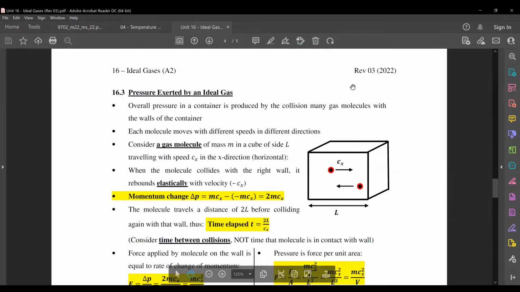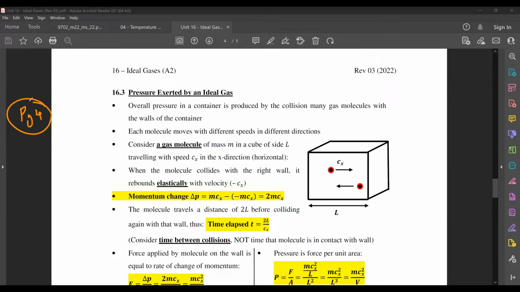Okay, pressure exerted by an ideal gas. Can you guys just look at page 4 for the time being? There's a derivation here that you will need to know. Pressure exerted by an ideal gas. Just now it was mentioned to you that when you're talking about pressure exerted by a gas, it's actually due to the collision of the gas molecules against the walls of the container, right? So the gas molecules exert a force on the walls, and then you divide it over the area, you're going to get pressure.